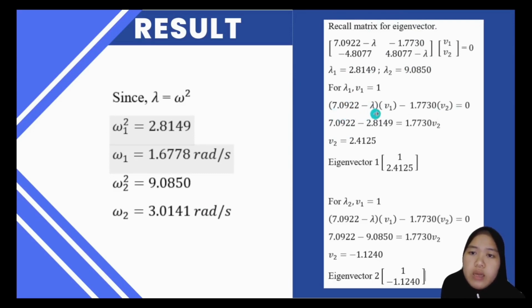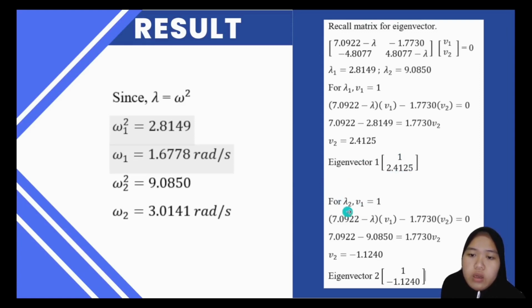7.0922 minus lambda times V1 minus 1.7730 times V2. After we rearrange it, we will get V2 is equal to 2.4125. So for the first eigenvector, we have 1, 2.4125.